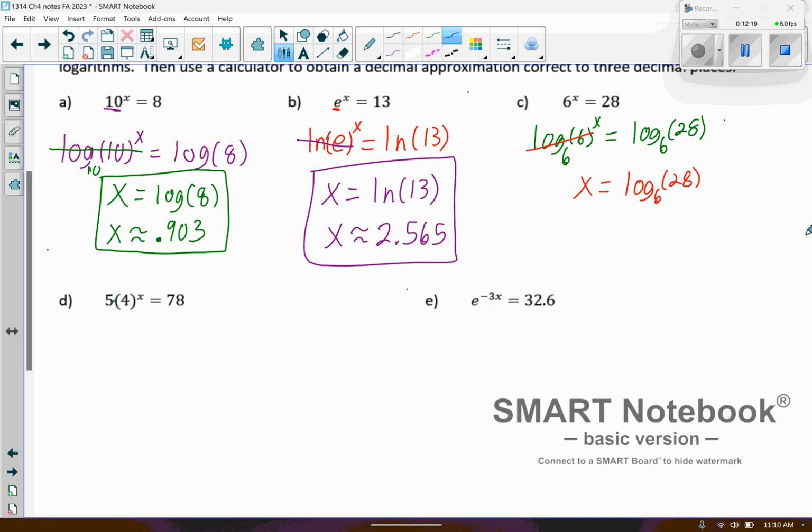So what we're going to do here is you can either use log or natural log. It doesn't really matter. I'll use natural log. So natural log of 28 divided by the natural log of 6. So that's using the change of base formula right there. So that's my exact answer. And then we'll go ahead and put it in the calculator to get our rounded answer.